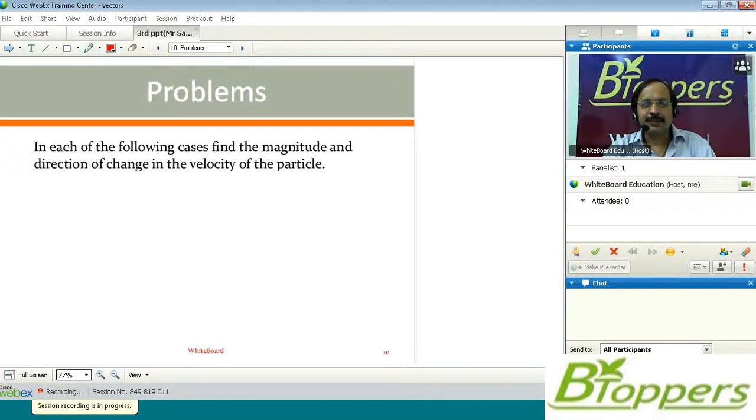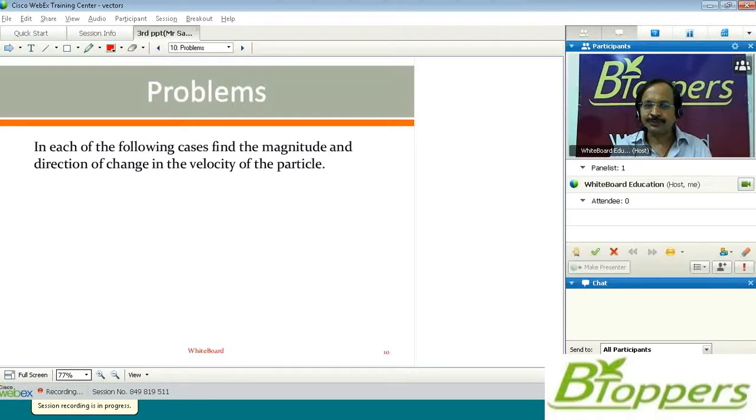In the previous class, I have shown you some problems on change in velocity. I am going to discuss those problems now. I have even given the answers for these problems. So I am going to discuss them one by one.